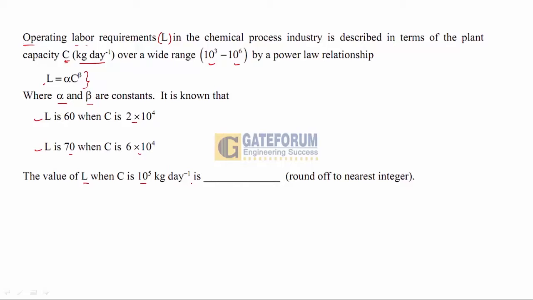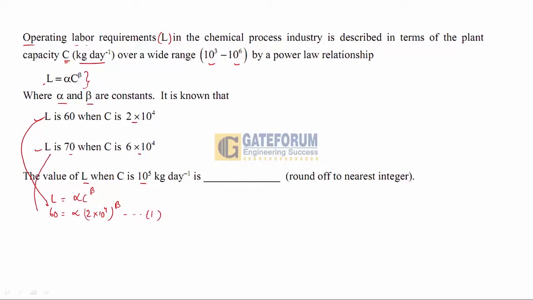Actually it has nothing to do with plant design economics. Even if a person hasn't studied plant design economics, he'll be able to solve this question. Come on, let us solve. So let us write the relation L is equal to alpha C to the power beta. Using this relation, L is 60, equal to alpha, how much is C? 2 into 10 to the power 4, to the power beta. This is our equation 1.